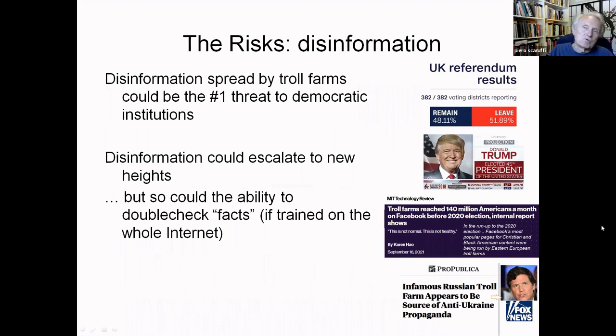In my opinion, this is of course just my personal opinion, they're all effects largely due to disinformation spread by troll farms. They did make a difference, in my opinion, although I will never be able to prove it. And now disinformation could escalate to new heights. Now, the good news is that the same technology could also help us double check facts. Today, for example, if you're in America, you only watch Fox News, you get, in my opinion, a lot of disinformation, and you don't know that the rest of the world thinks otherwise.